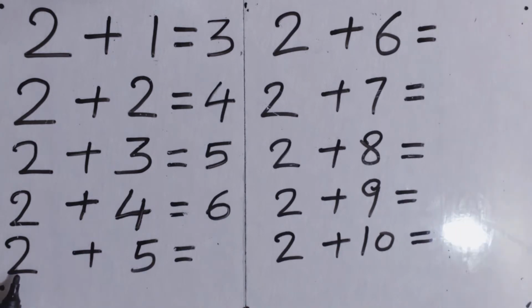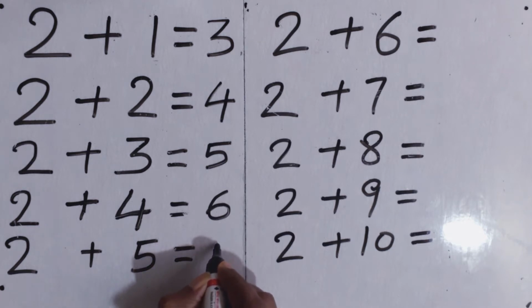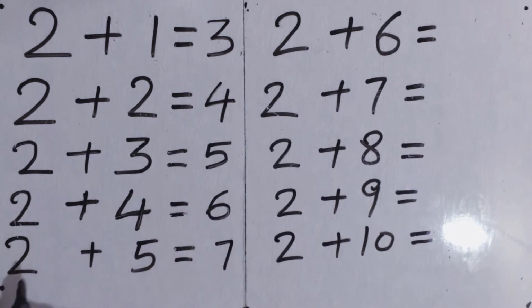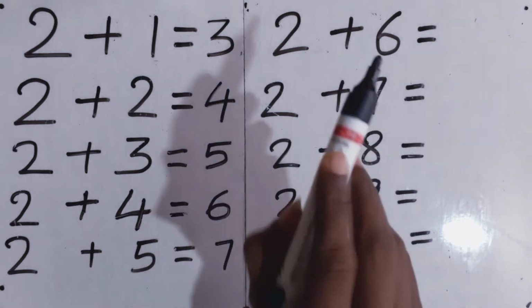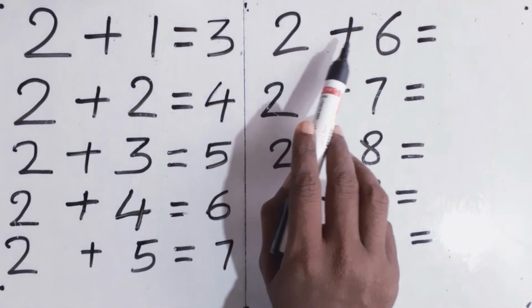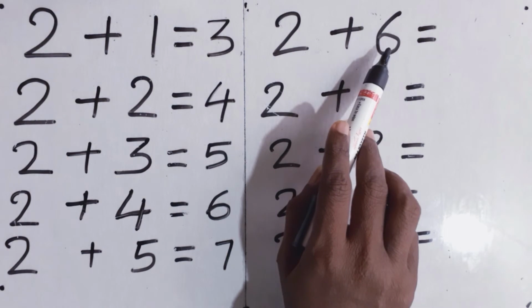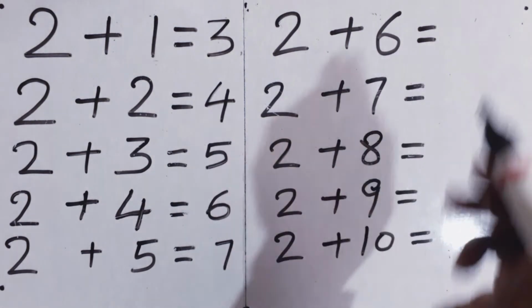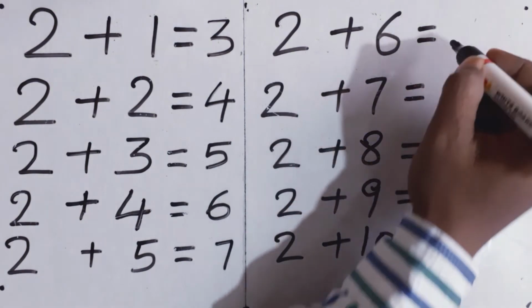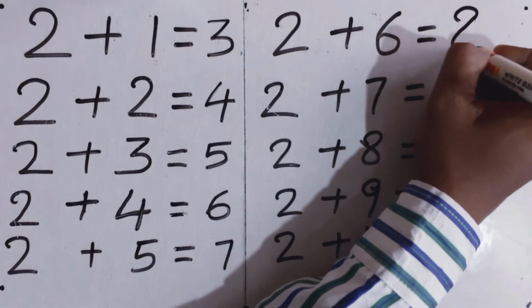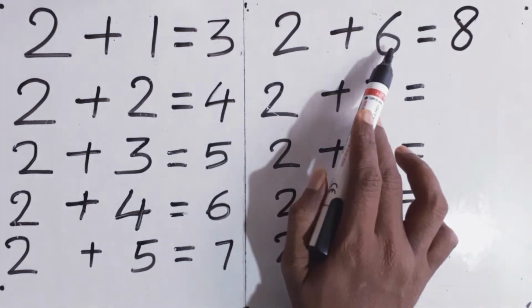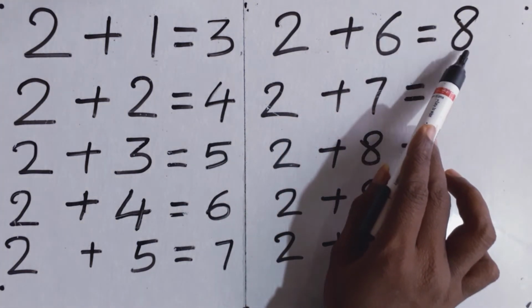Now tell me the answer. What is the answer? 2 plus 5. 2 plus 5 is equal to, write the answer here, 7. 2 plus 5 is equal to 7. Now tell me the answer. What is the answer? 2 plus 6. Write the answer here. 2 plus 6 is equal to 8.